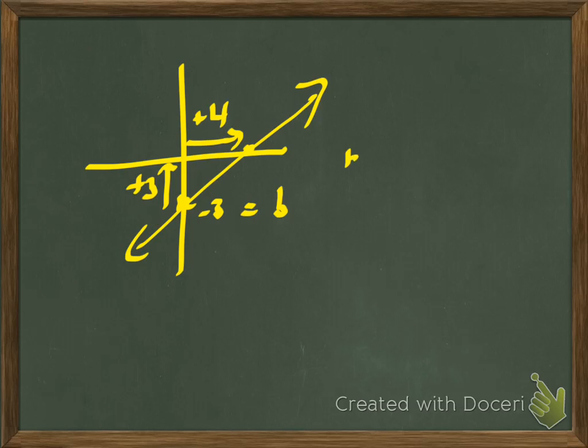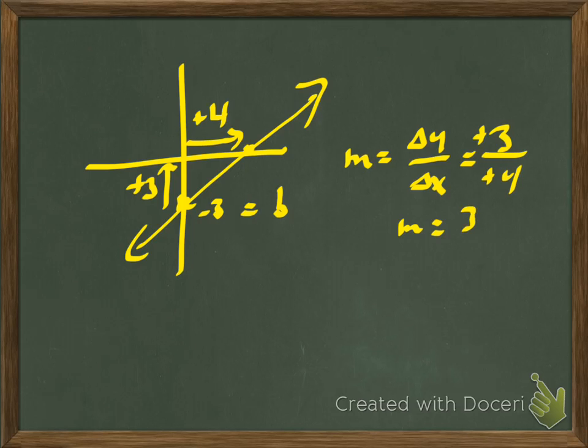Okay, which means my slope, don't forget, it's the rise over the run, the delta y over the delta x. So the rise here was up 3 units, so that's a +3, and the run to the right is a +4, so the slope here is 3/4. Put those two things together, and I've got an equation. y is equal to 3/4 x minus 3. Or I could say f of x is equal to 3/4 times x, minus 3.